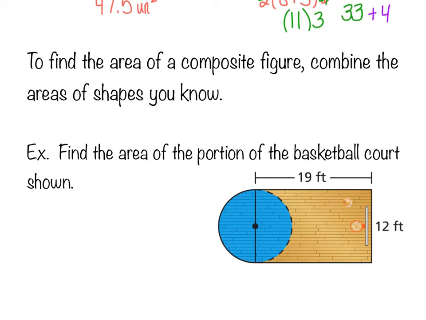So to find the area of a composite figure, one of those figures that's made up of different shapes, we're just going to combine the areas of the shapes that we already know. Okay, so in the last example, trapezoid and a square.